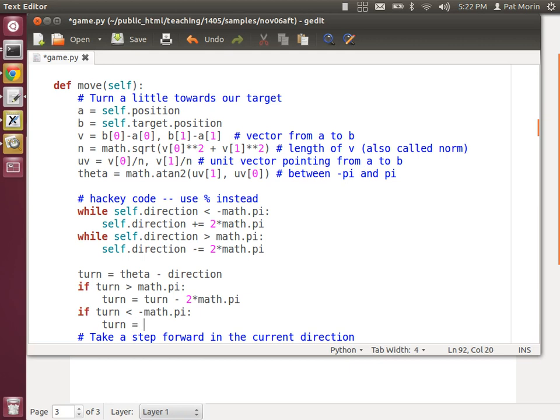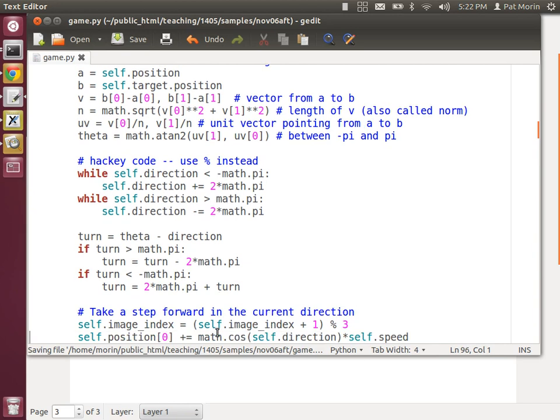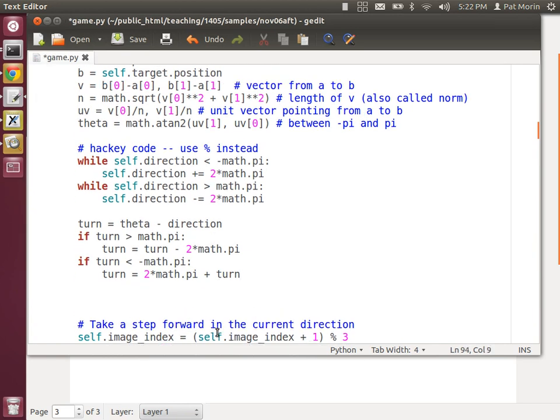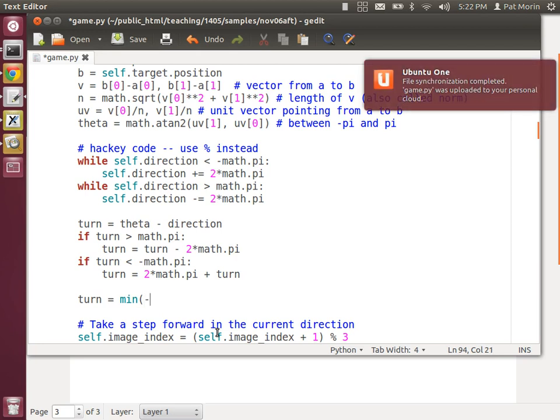And similarly, if we're trying to turn counterclockwise by 1 degree, we don't want to turn clockwise by 359 degrees. So if the turn we're asked to do is less than minus math.pi, then instead we should turn 2 times math.pi plus turn.